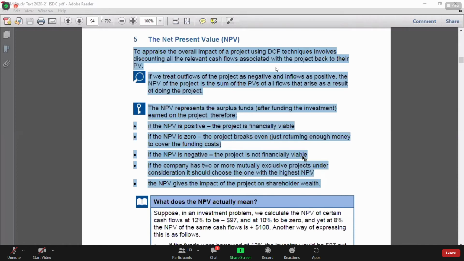So NPV is considered a measure, or a performance indicator, for assessing the wealth maximization capacity of the project. Any other query? So I hope all the points are clear.